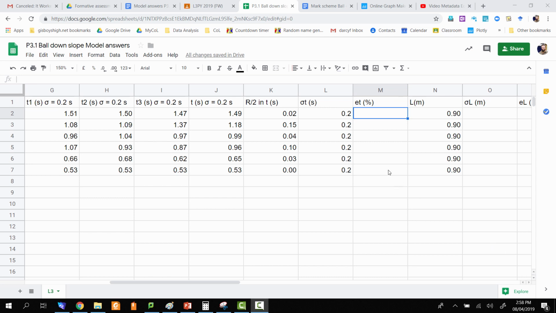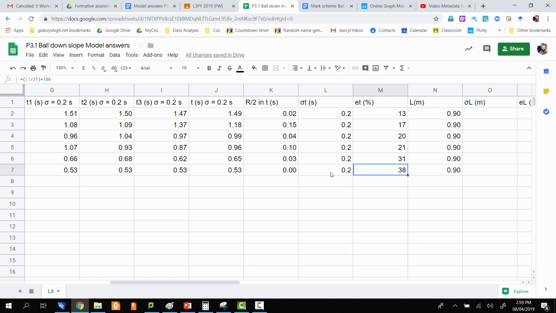Okay, so we're now going to work out the percentage error in t. So it's going to be equal to the 0.2 out of your actual t value and multiplied by 100 to turn that into a percentage, gives you 13%. And we just drag that down. And so now, looking at the last one, here we have 0.2 is in fact of 0.53 is in fact 38%.